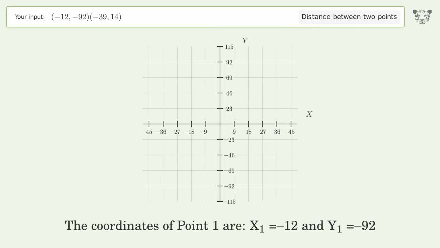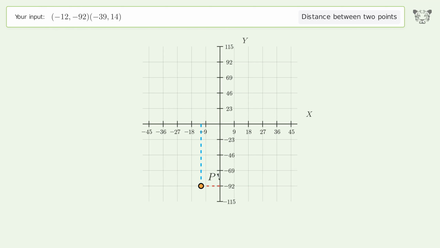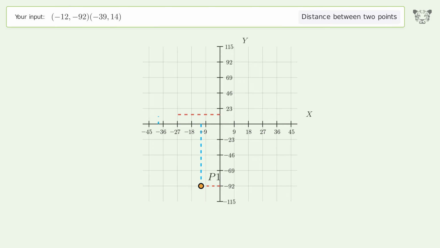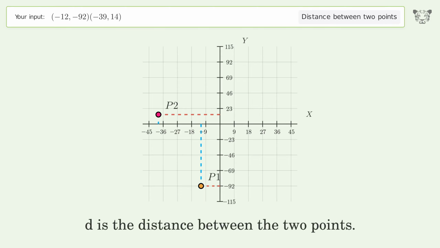The coordinates of point 1 are x1 equals -12 and y1 equals -92. The coordinates of point 2 are x2 equals -39 and y2 equals 14. D is the distance between the 2 points.